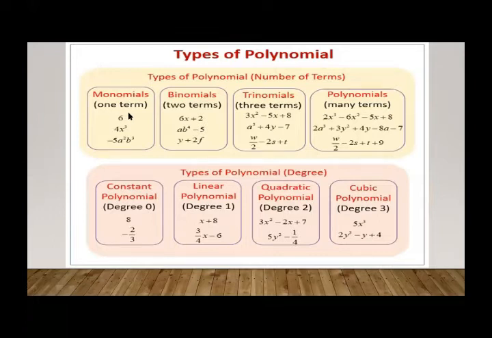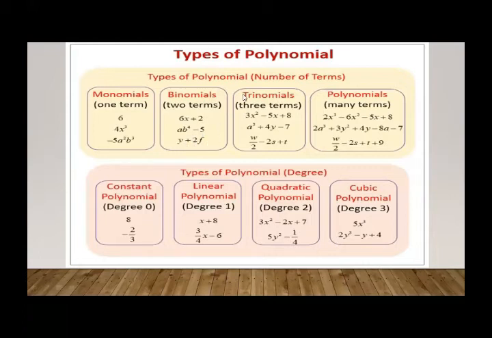The first one is monomial. Mono means one. So it means the polynomial having only one term. That is known as monomial, like 6, 4x cube, minus 5a square b cube. The second is binomial. Binomial means the polynomial having two terms, like 6x plus 2, ab minus 5, y plus 2f.